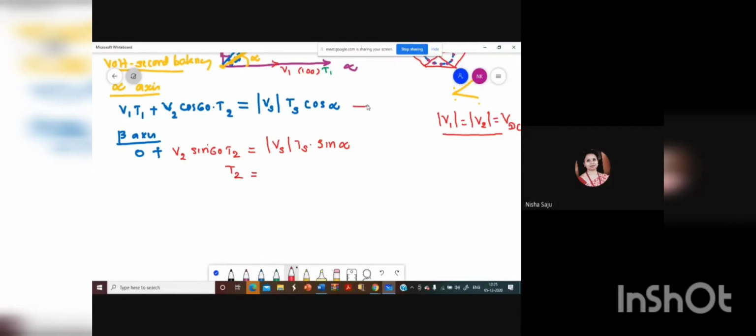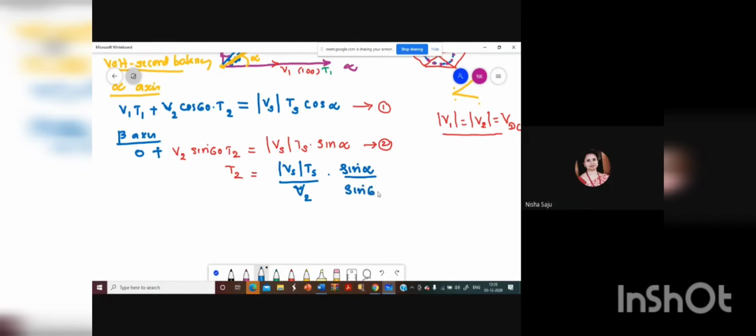Let this be your second equation. From the second equation, write the value corresponding to T2. So what is the value corresponding to T2? You will be having Vs, then Ts, then V2, or you can write it as VDC. I am just writing it as V2 into sine alpha divided by sine 60. Okay, sine alpha divided by sine 60.